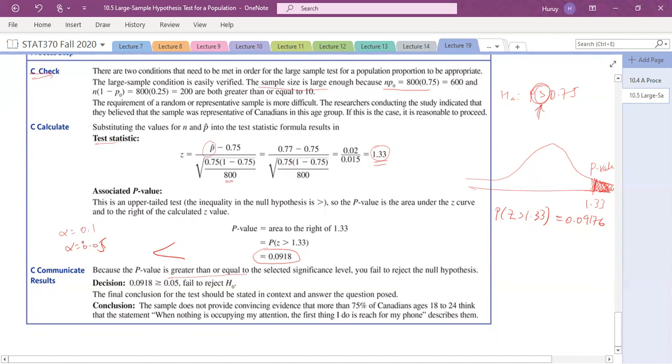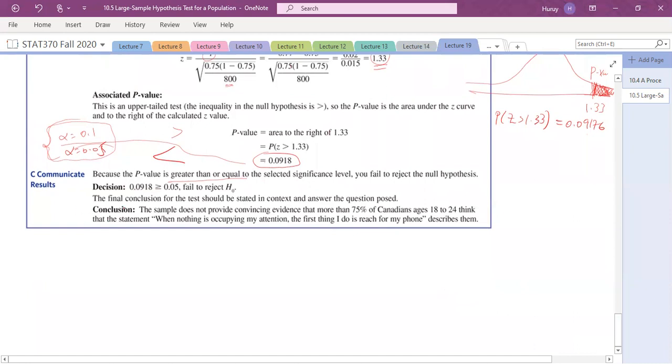Okay, suppose our alpha was 0.1. Now, which one is bigger? Well, this is larger now. If I compare these two, this is larger. So if our alpha was 0.1, then we would have rejected the null hypothesis. But just because of the choice of alpha, we fail to reject the null hypothesis. So you see the choice of alpha changes our conclusions. Therefore, we have to be very careful in carrying out this hypothesis test.